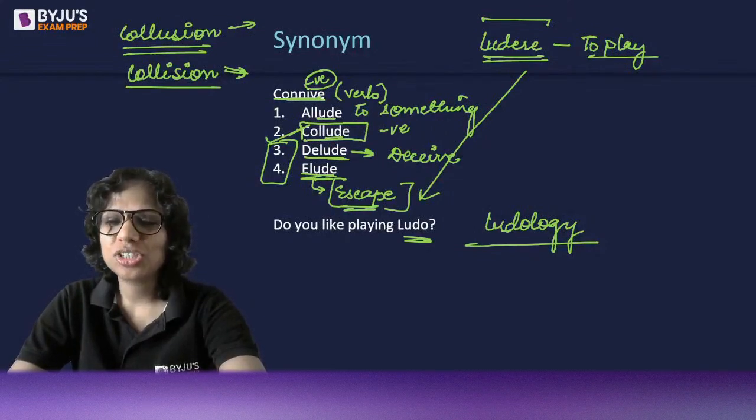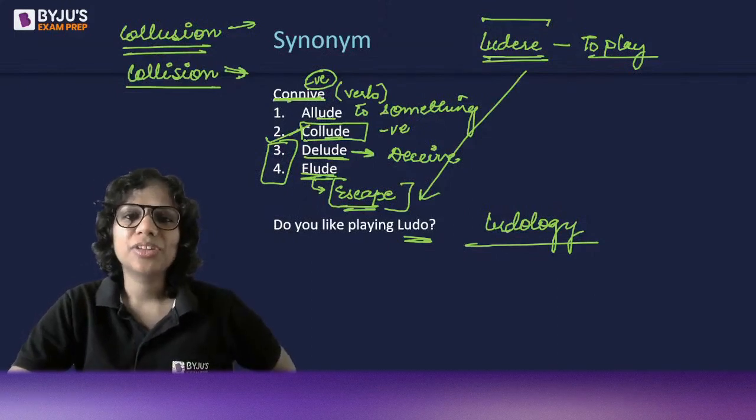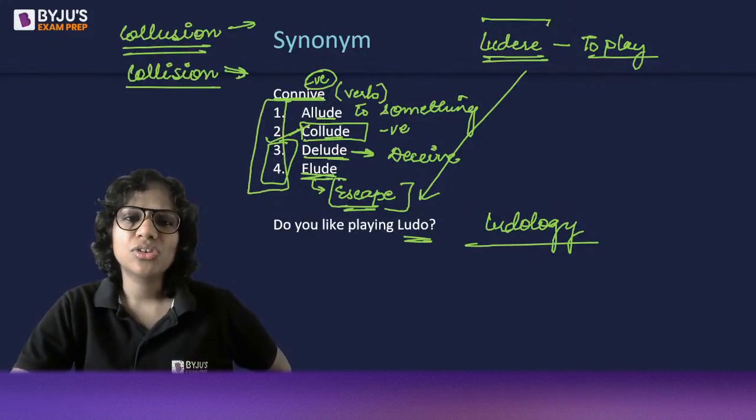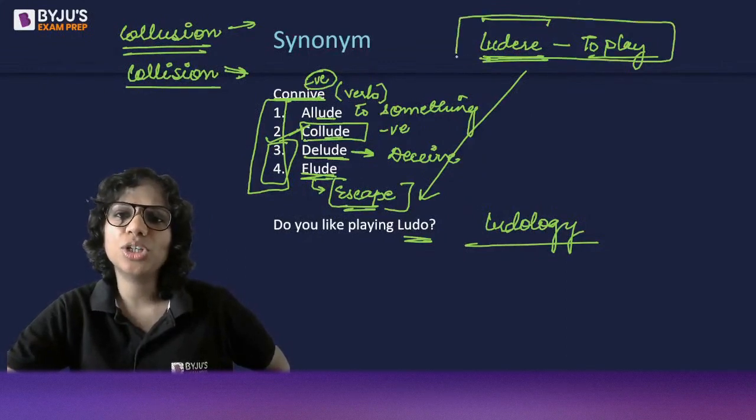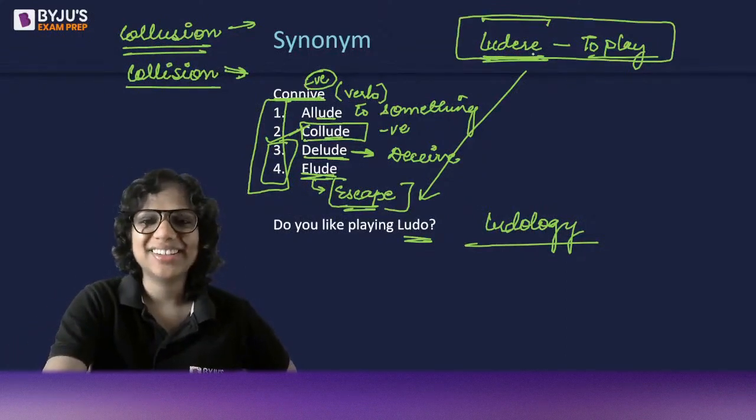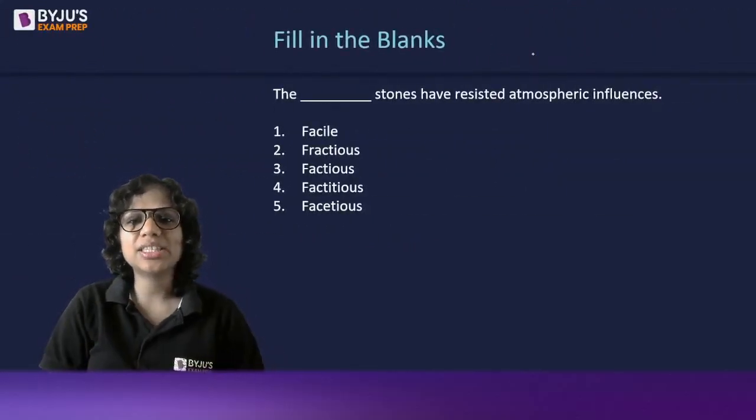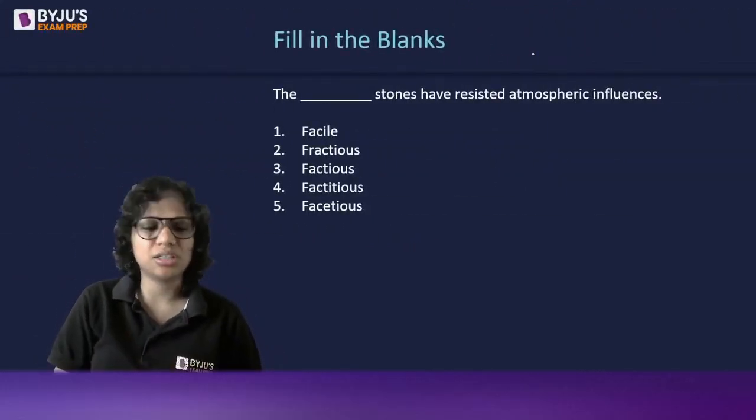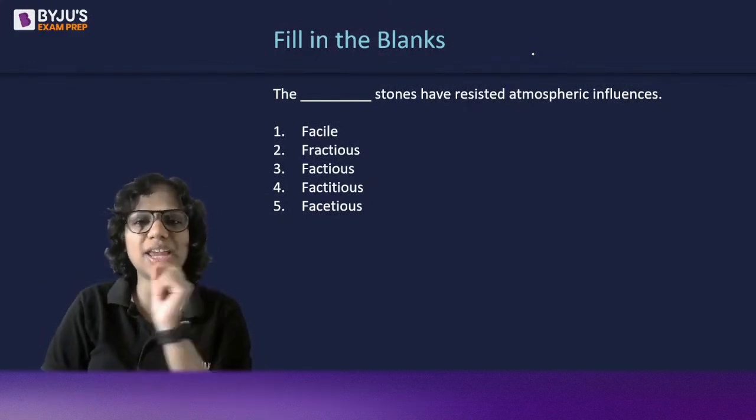Yes, Arman, you're right. It's collaborating secretly. So these are our 4 words, all of which come from the root ludere, which means to play. Okay. Now, look at this. We have very similar words here which can confuse you. I want you to choose the correct one for this blank.